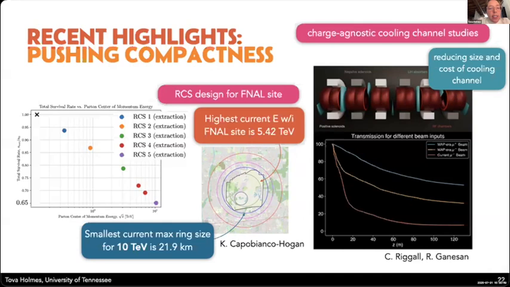So what you can see here is a series of rings. There are a lot of different strategies being explored, but I want to highlight two. There is one that is only using rings that can fit within the Fermilab site, and there the highest energy you can get to is 5.42 TeV. Meanwhile, if you go a little bit bigger than the Fermilab site, the maximum ring size you need is 21.9 kilometers, and you can get to 10 TeV that way.